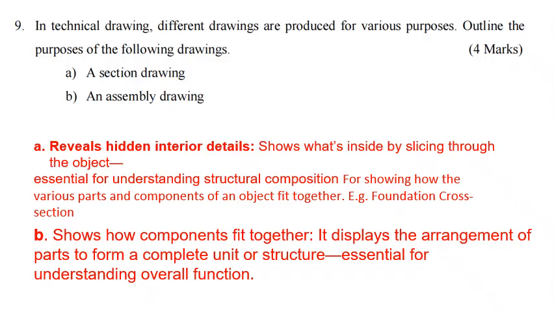the ground. And then we have the other one for assembly. This shows components, how they fit together. It displays the arrangement of parts to form a complete unit of structure, essential for understanding overall functions. You'll find, go to the supermarket and you buy a component that has been dismantled. You need to have an assembly drawing that shows you how this part fits with this part, how these parts come together to make the whole.